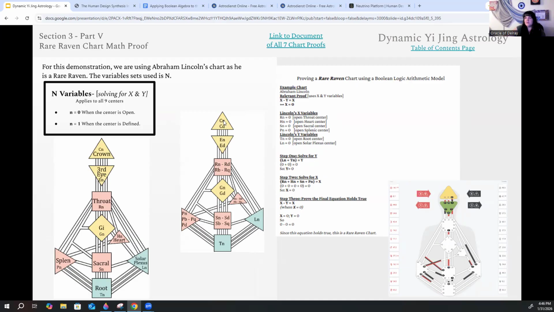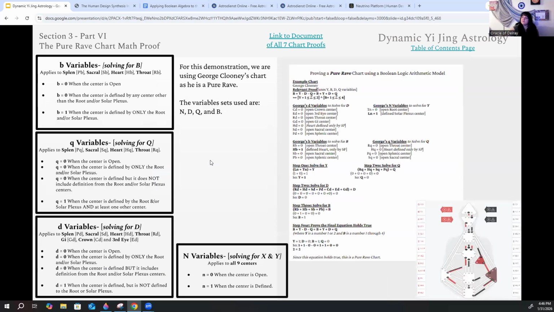These are the possible variables that each chakra can have. It can have a CN or CD variable, and then these 4 can have 4 possible variables, and then they just have 1. This is George Clooney's chart. He is a pure wave, like my nephew.